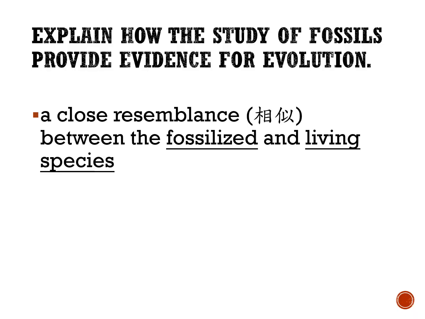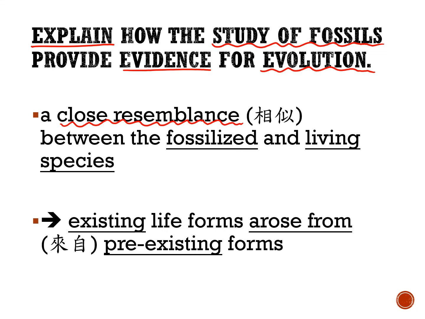Let's take a look at the question. Explain how the study of fossils gives evidence for evolution, 进化. Given that there is a very close resemblance, 相似, between the fossilized and modern living species. So, to conclude, the existing life forms must have arisen from, 來自, the pre-existing life forms.